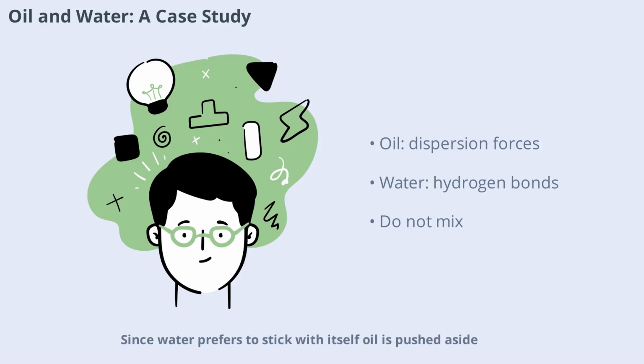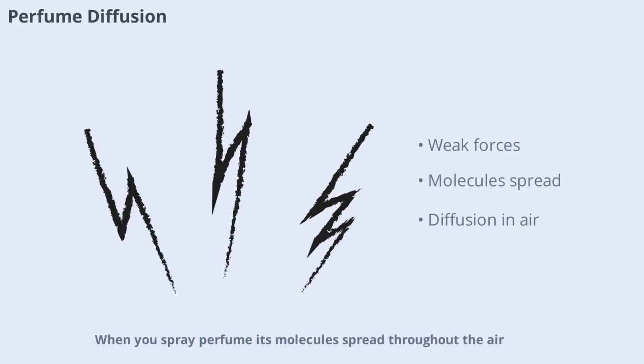Since water prefers to stick with itself, oil is pushed aside, leading to the familiar separation we see in salad dressings and puddles. When you spray perfume, its molecules spread throughout the air. This happens because of weak intermolecular forces between perfume molecules and air, allowing them to move freely. The process, called diffusion, is a direct result of the balance between molecular motion and intermolecular attractions.